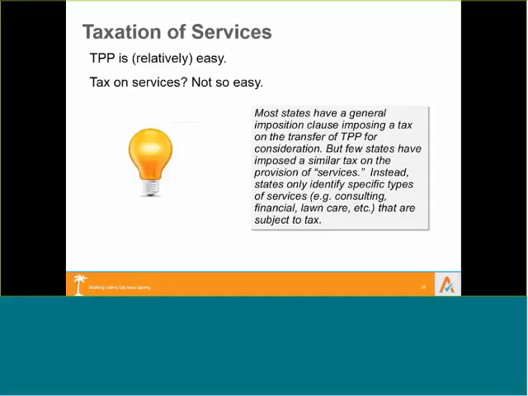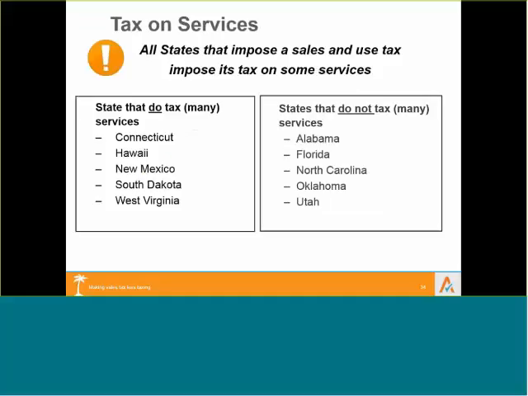Many states tax these services, and by evidence on this slide, you can see that if something is TPP, tangible personal property, and not a special good, it's easier than services. But services certainly create a challenge when digging into the details. Let's point out some states, and what the trend is: all states that impose a sales and use tax impose its tax on some services.